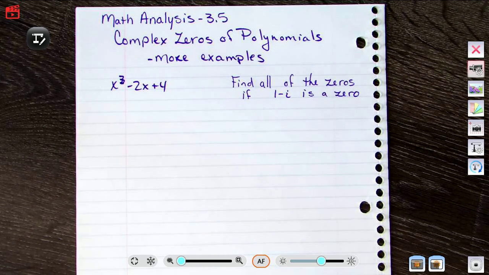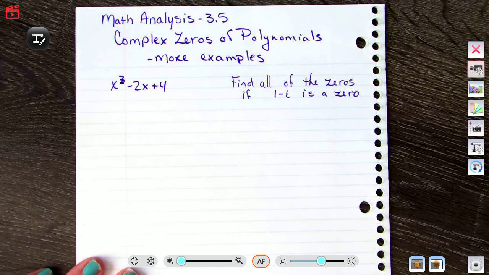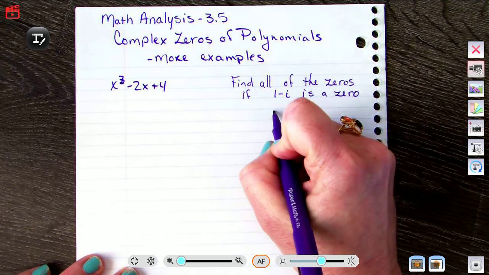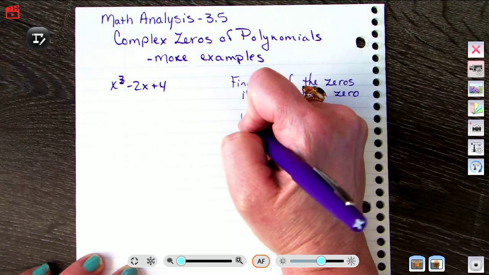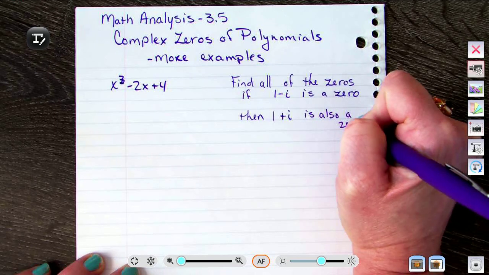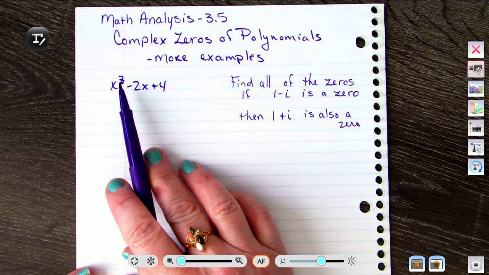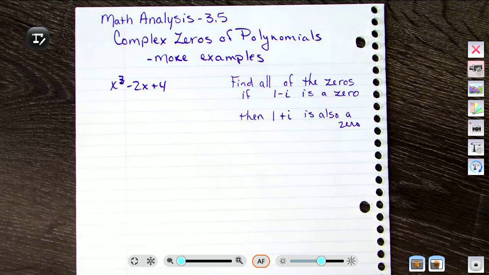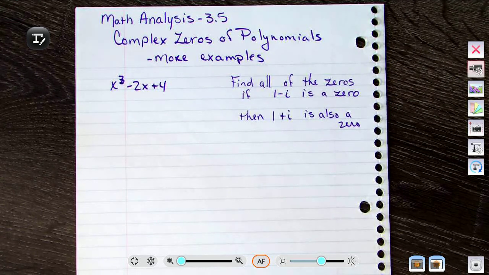Before I do that, because I am going to show you that it does work, I also want to remind us that if 1 minus i is a 0, we automatically know another one, because our complex numbers appear in conjugate pairs. So if 1 minus i is a 0, then 1 plus i is also a 0. So I have 2 of my 3 zeros. Again, it's 3 zeros because this is a cubic. So cubic has 3 zeros. I have real coefficients, so that means they have to appear in conjugate pairs.